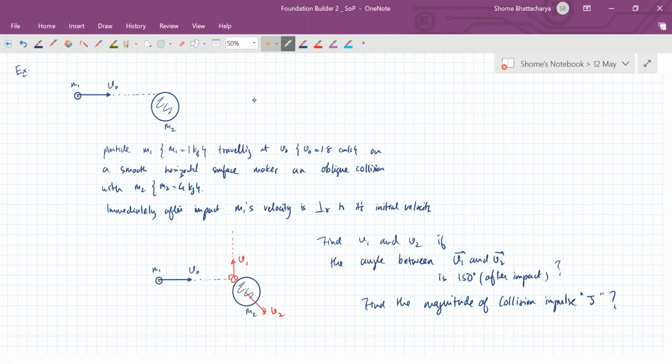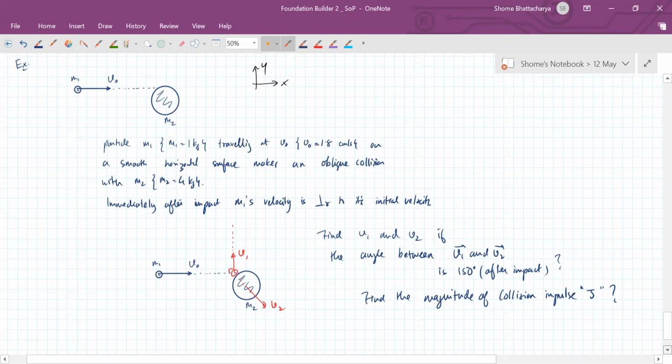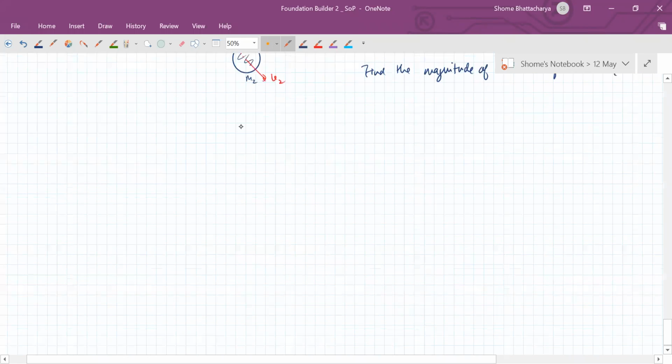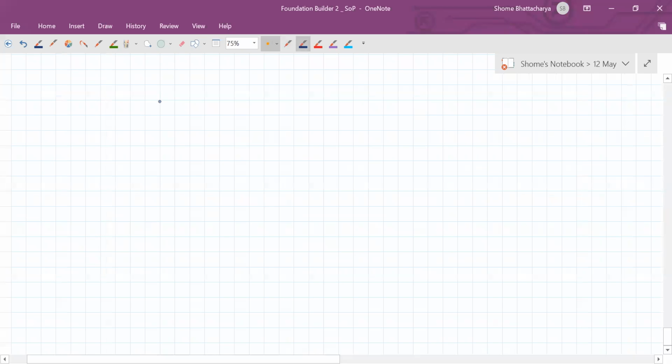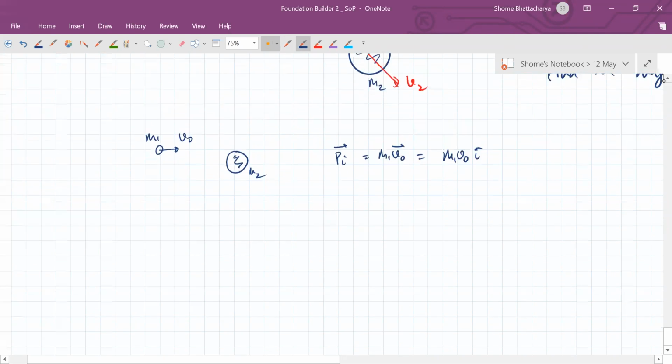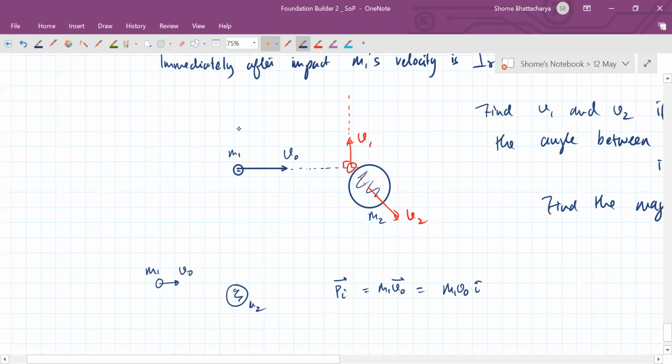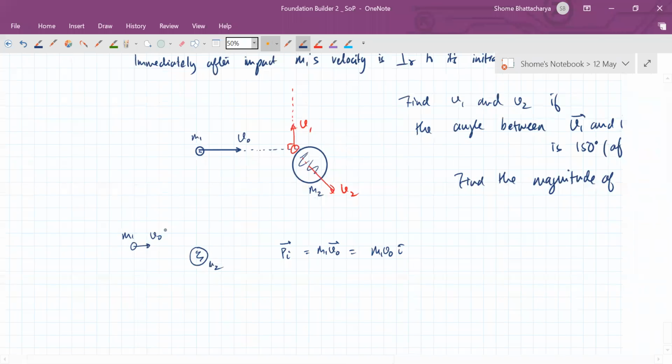Okay, so once again, if we take this as our x-axis and this as our y-axis, we can see that before impact, the initial momentum of our system was like this. So the initial momentum we can just write as... That second mass was at rest, na? Second one is at rest, yes, initially, yes.